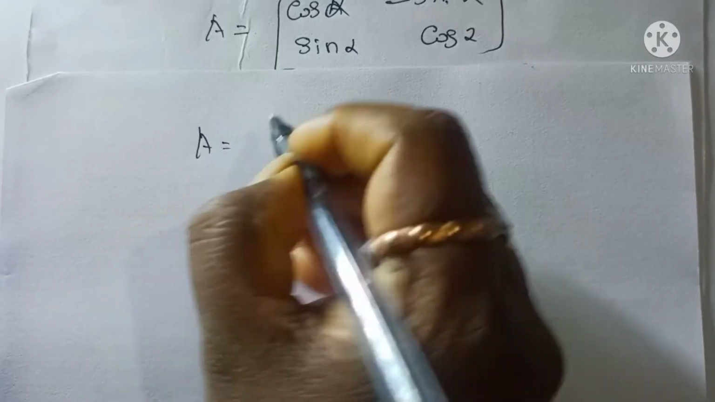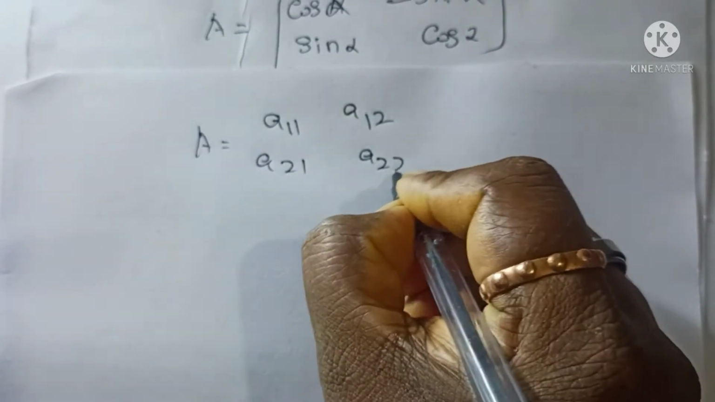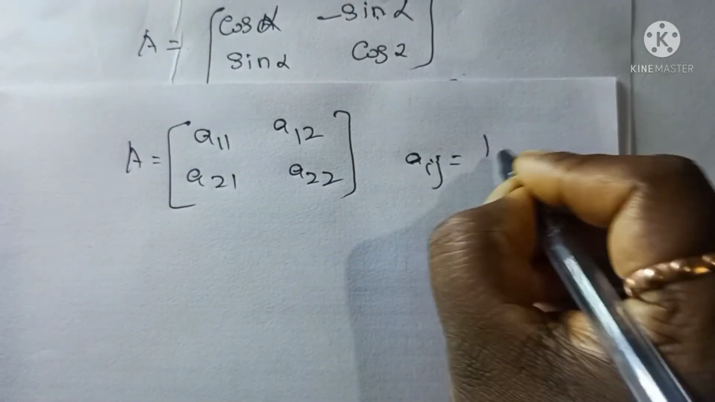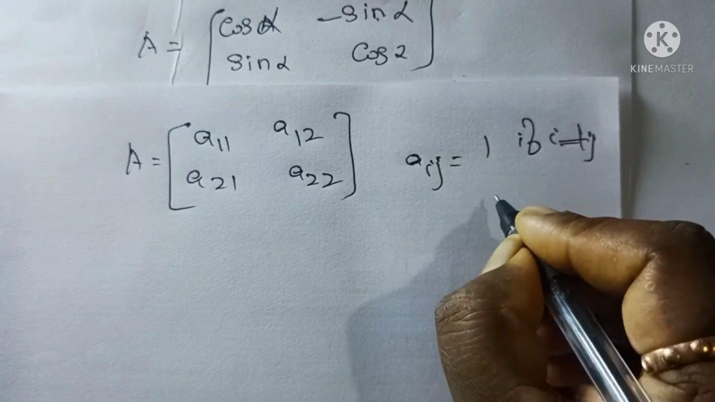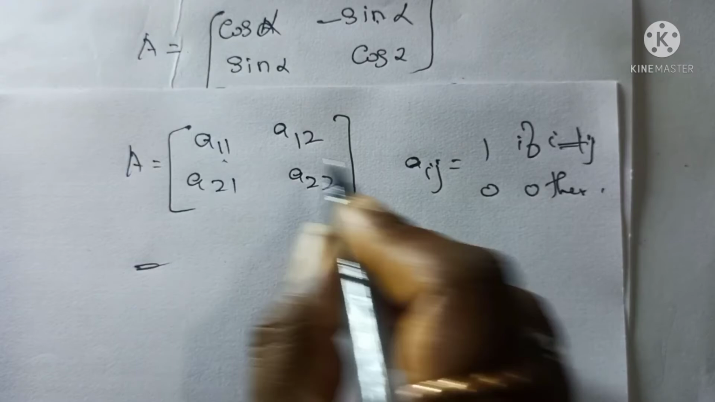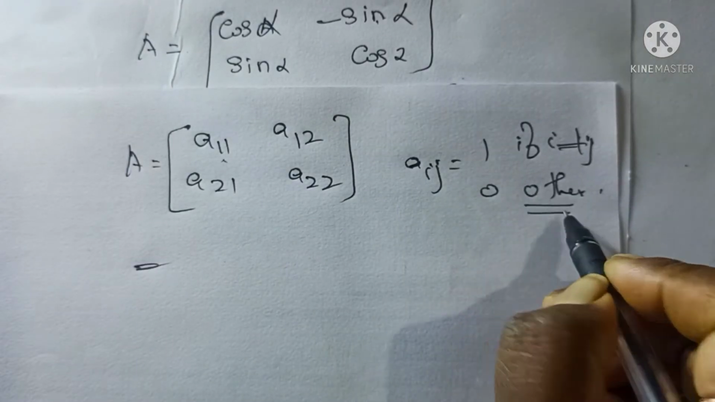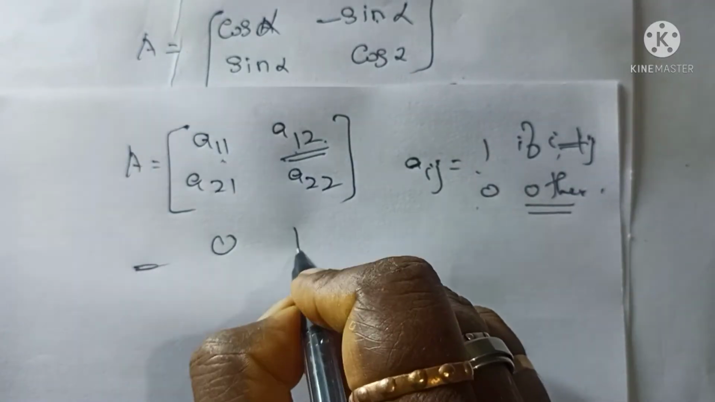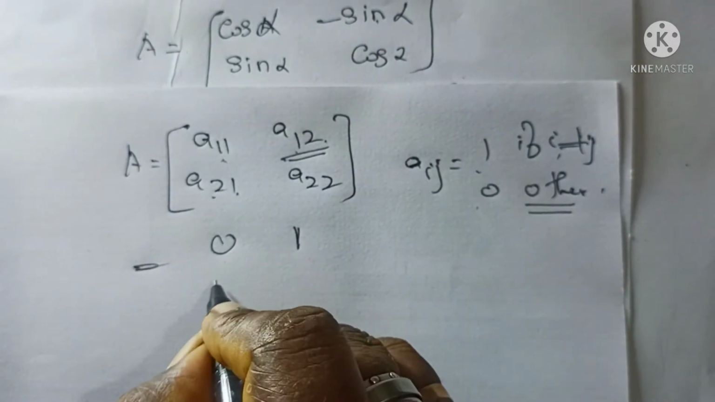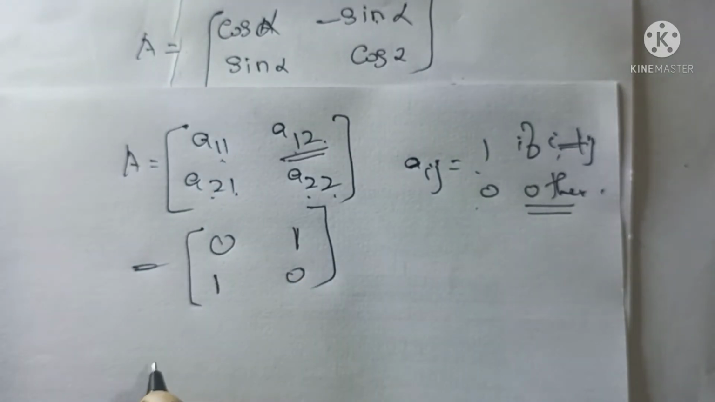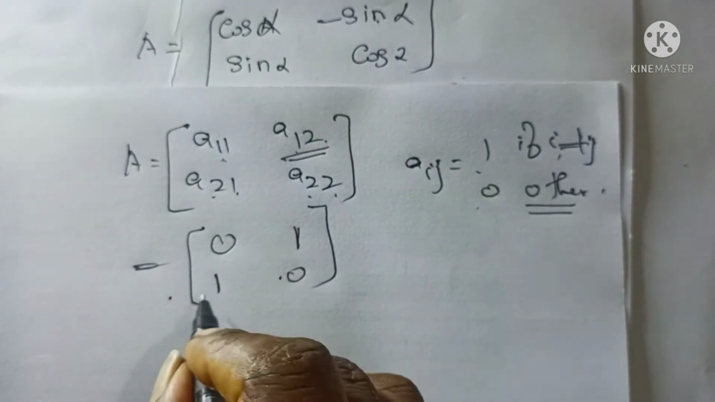So A is equal to A11, A12, A21, A22. Aij they have given as 1 if i not equal to j, 0 otherwise. So you have to substitute here. A11 means here 0. A12 means 1 is not equal to 2, correct? So the value is 1. 2 not equal to 1, so 1. Here 2 is equal to 2, so 0. So A is equal to this much you got.